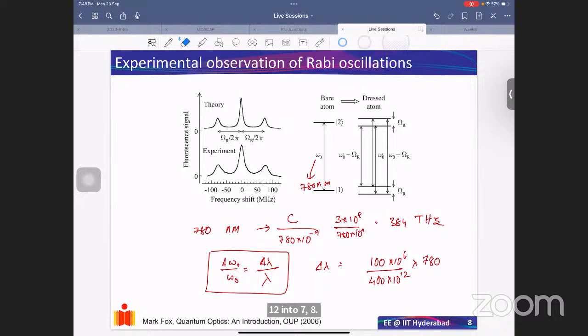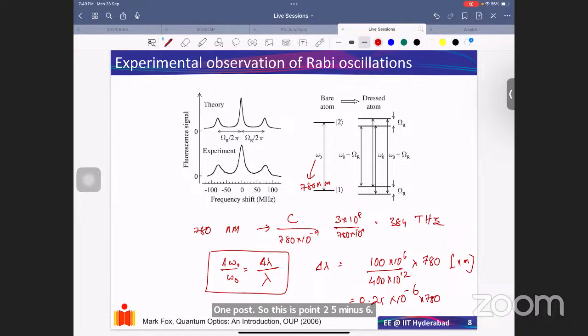Can somebody tell me how much this is? One-fourth. So this is 0.25 into 10 power minus 6, into 780. So this is effectively like a femtometer. A very, very small shift in the wavelength. It is not a very large wavelength. Okay?